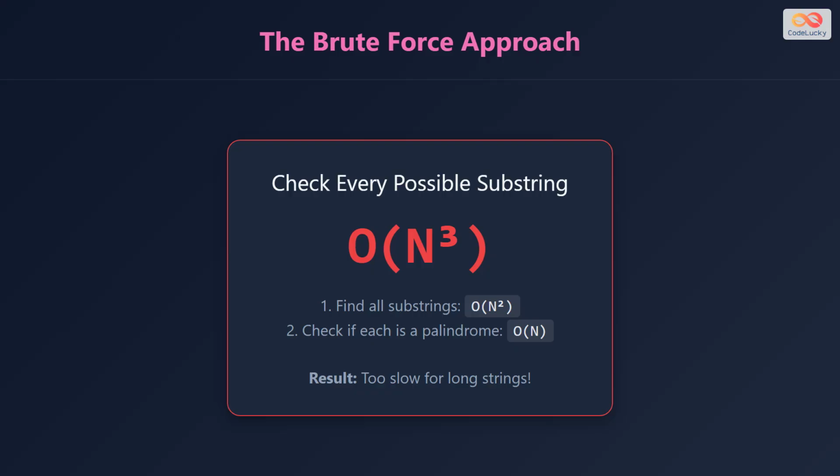A naive approach would be to find every single possible substring and check if it is a palindrome. However, generating all substrings takes O(n²) time, and checking each one takes O(n) time. This results in a total complexity of O(n³), which is too slow for large strings.